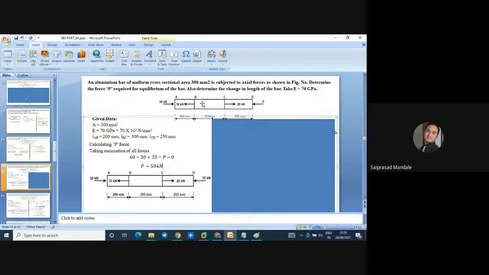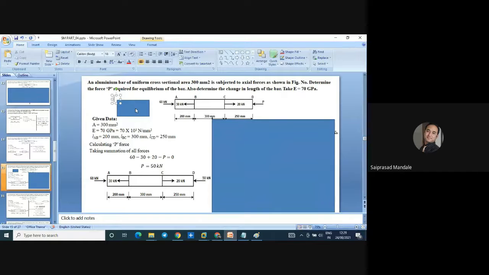Now we have all parameters with us. Then we have to determine the change in length. A is equal to 60. If I wish to draw the equilibrium diagrams of ABCD, on the body AB, can anybody tell me the force at this point and this point on AB? Can anybody? 60 kilonewton.